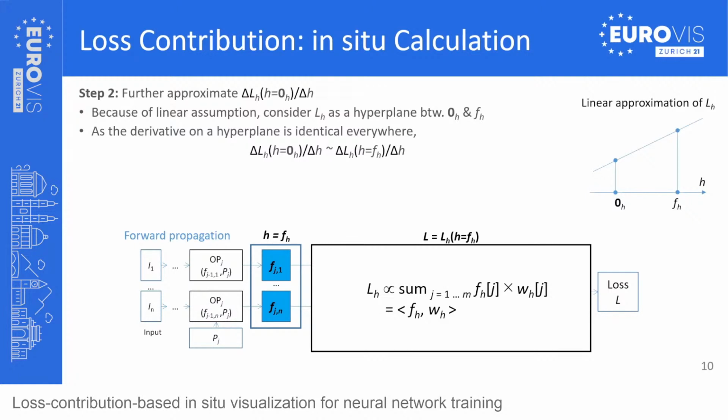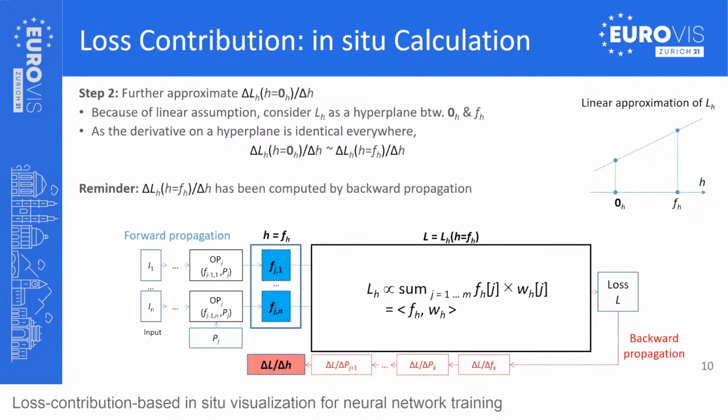Since the derivative on a hyperplane is identical, we assume that the derivative at 0h and fh will be close, so here we just reuse the derivative at fh. While this is a strong assumption, it should be remembered that during the original training process, backward propagation already computes the derivative at h equal to fh. As a result, with this assumption, we can just reuse the backward propagated derivative to compute loss contribution without extra forward or backward propagation.